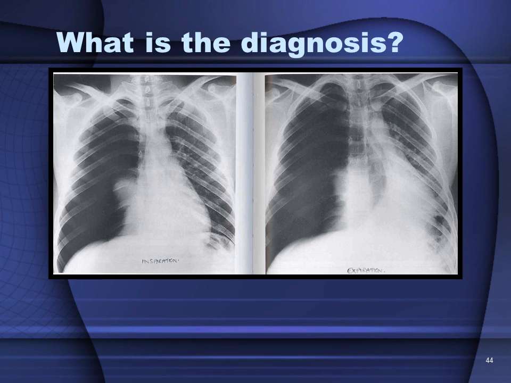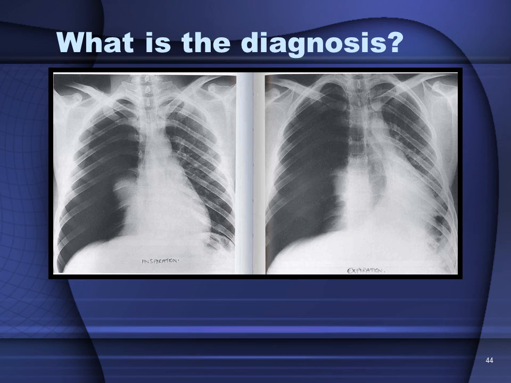Let's try one more. What is the diagnosis in this patient? Here we have two films of the same patient taken at different moments in time, one during inspiration and the other during expiration. And what we see during inspiration is a greater amount of air entering the thoracic cavity or the pleural space on the right side of the patient. Air is the least dense in terms of radiographic densities, and therefore there's a greater area of radiolucency here on the right side of this film.